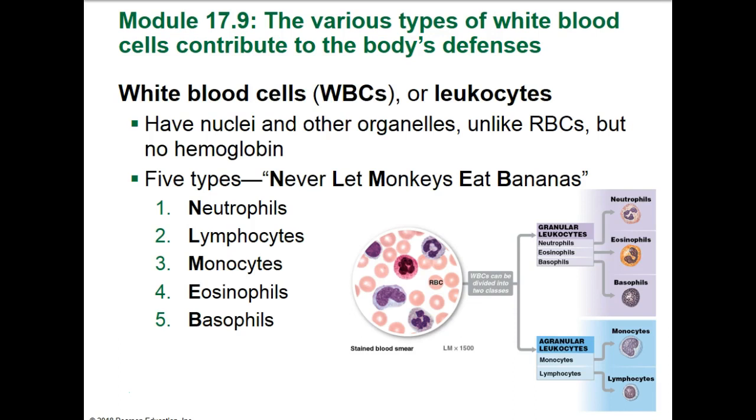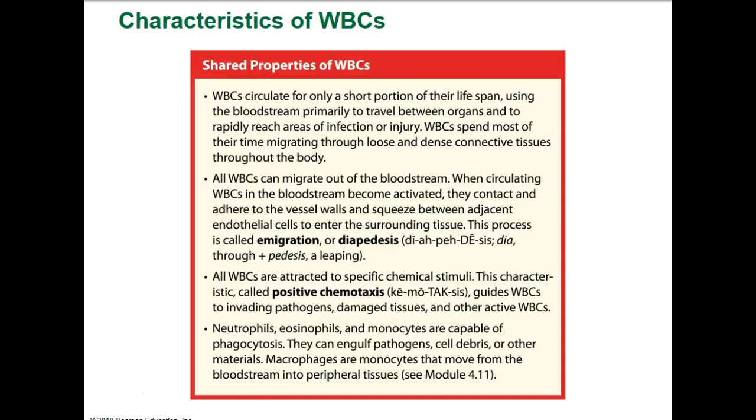a whole different purpose. And there's 5 types, and you can remember these with a mnemonic: never let monkeys eat bananas. Or you can make up your own mnemonic: neutrophils, lymphocytes, monocytes, eosinophils, and basophils. The ones we call granulocytes that have granules in them are the neutrophils, eosinophils, and basophils. The ones that are agranulocytes are the monocytes and lymphocytes. So that's one way to recognize at least that difference at the beginning in the microscope, as to whether you see granules throughout the cell.